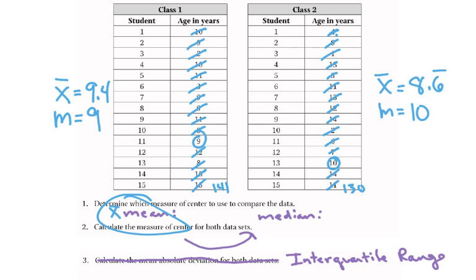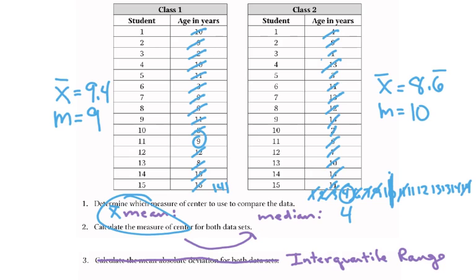Now interquartile range. Maybe I should have written these in order, huh? Because to find the interquartile range, that could have been a lot easier having them written in order. So on class 2, we knew that our median was 10. Okay, so then for our first quartile, we get 4. For our third quartile, we get 13. So the interquartile range is 13 minus 4, or 9.